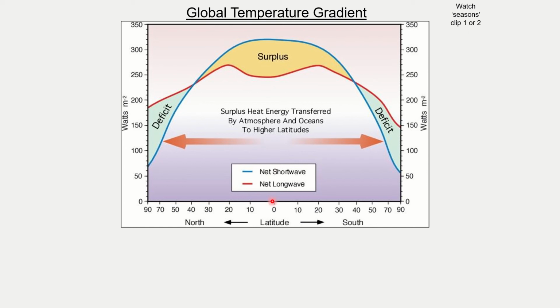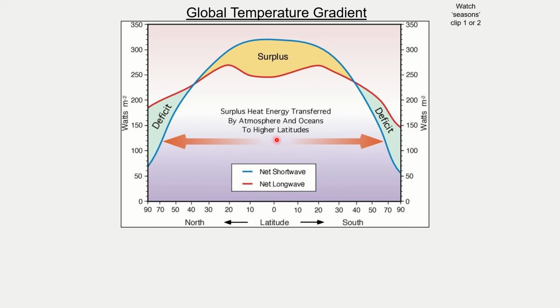As we move away from 0 in either direction, we head towards 90 degrees, which is, in this case, the North Pole. And we have the South Pole over here. And in these locations, we have deficits of energy, less than we need, and therefore it's cold. Why do these surpluses and deficits exist?